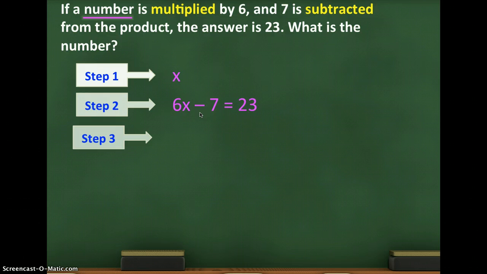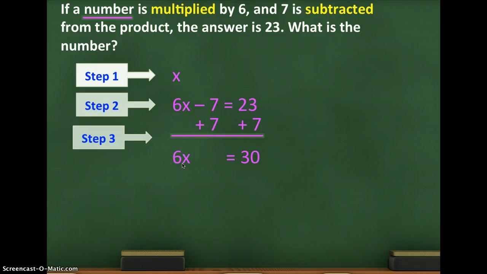So I'm going to use plus 7 at the left-hand side, and if I add 7 at the left-hand side, I also have to add 7 at the right-hand side. Now, let's simplify this. 6x, there's no similar term, so it should just go down. Negative 7 plus 7 is 0. So on the left-hand side, we will have 6x. But on the right-hand side, 23 plus 7 is 30.